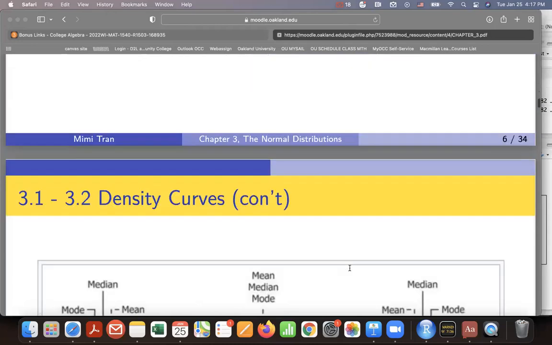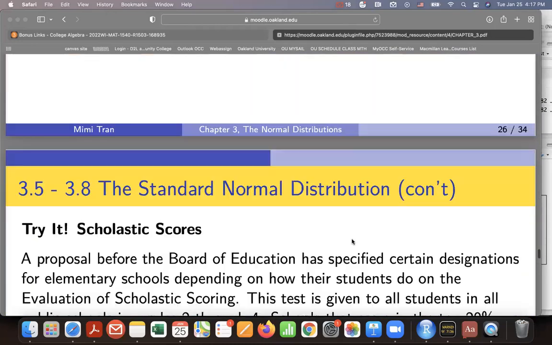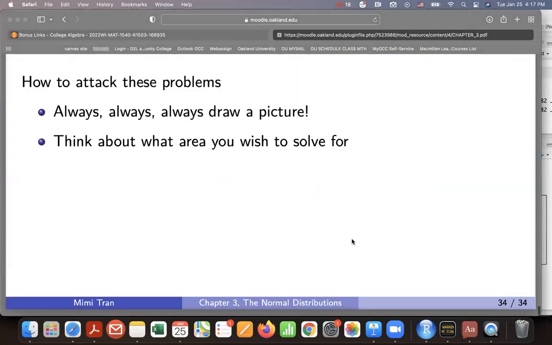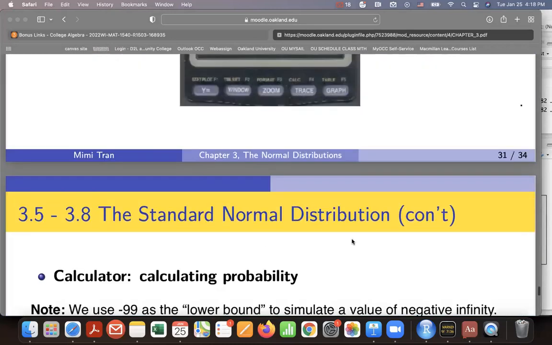Okay, I embedded some more slides here. It's in chapter 3, but it's not the chapter 3 lecture notes. That I cannot change because I have handwriting on it. So right here is how to use the calculator.